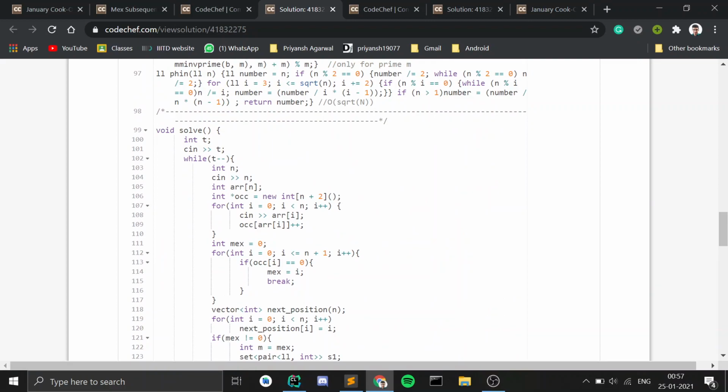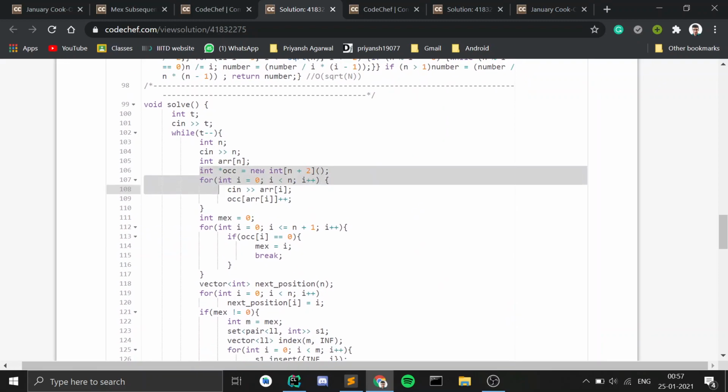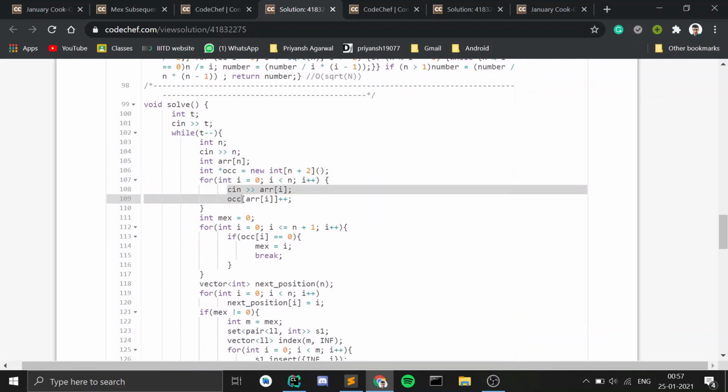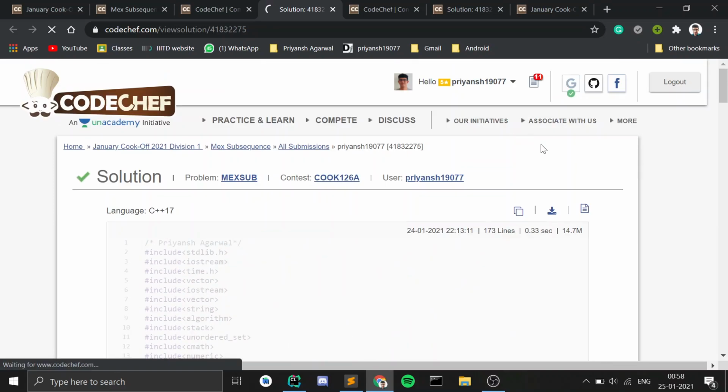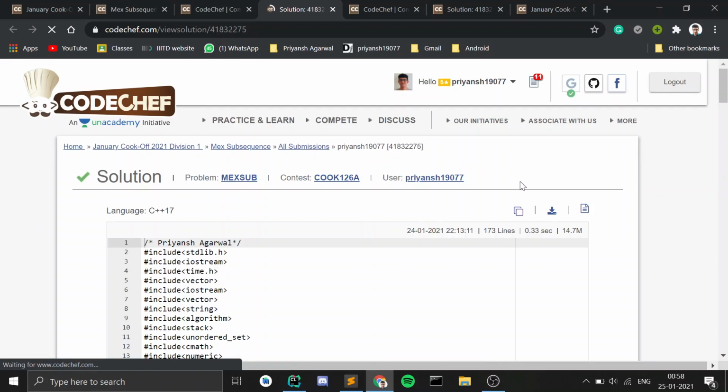Right, so what I'm doing is I'm taking the input n, then I'm putting it into an array. I mean, I've constructed an array and I'm putting the values that I'm getting into that array, and then I'm maintaining an occurrence array. Okay, there is some issue. Let me copy this code into CLion and explain it to you there.